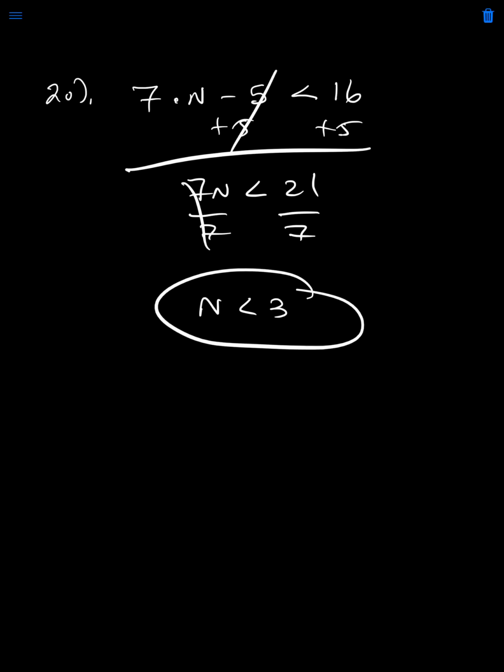So I'm going to add 5 to both sides. 7n is less than 21. Divide both sides by 7. So n is less than 3. Oh, less than or equal to. There we go. Forgot the less than or equal to symbol. Okay. Now that's the right answer.